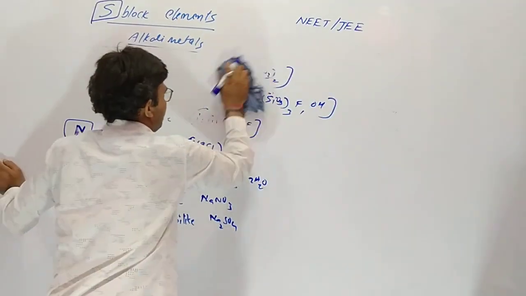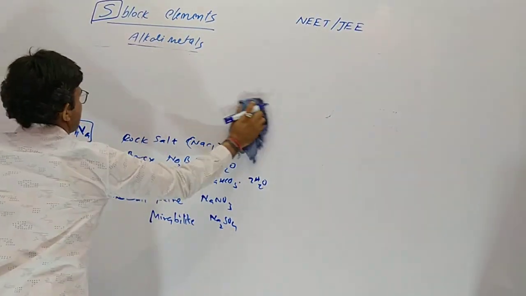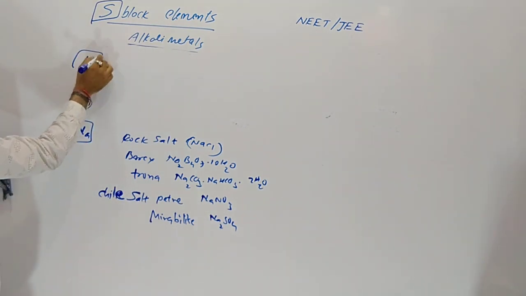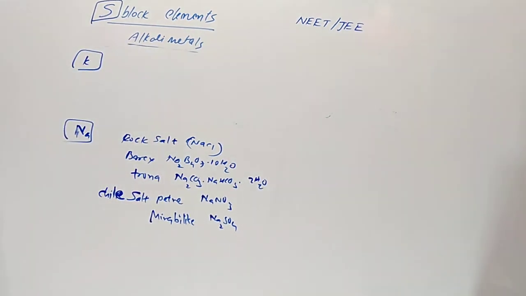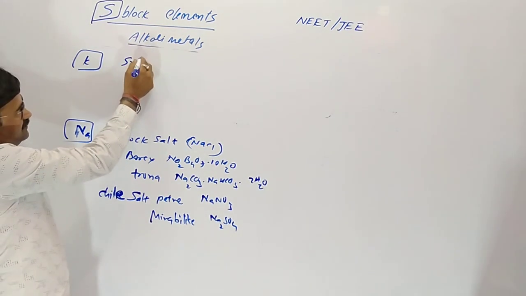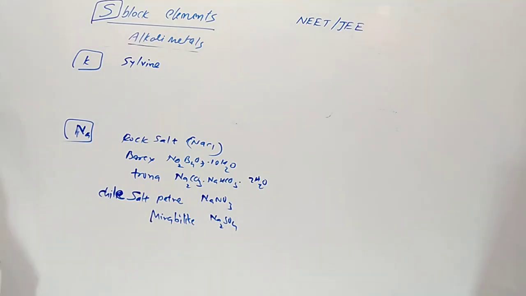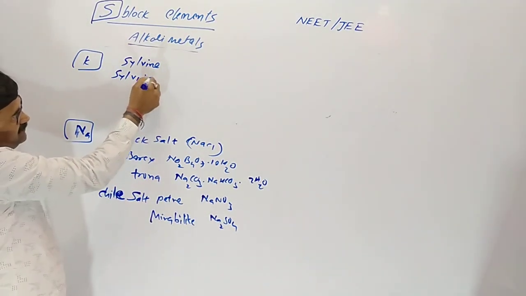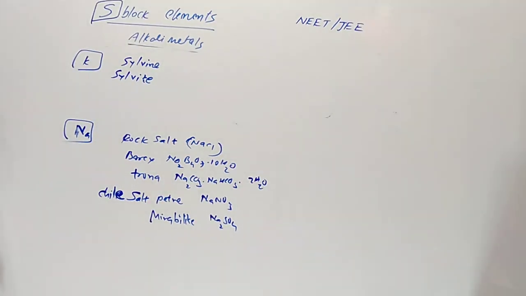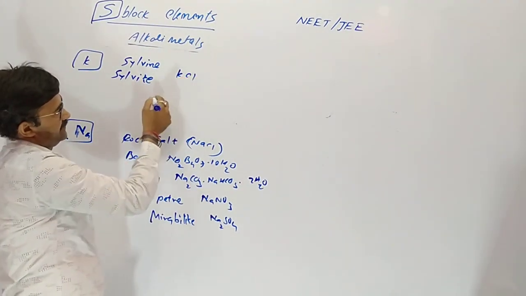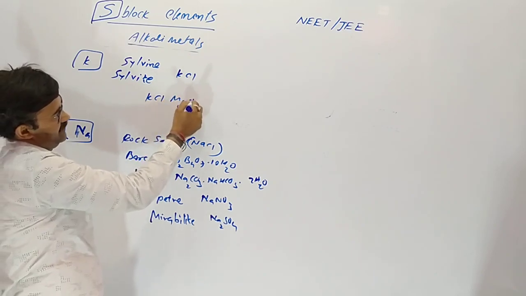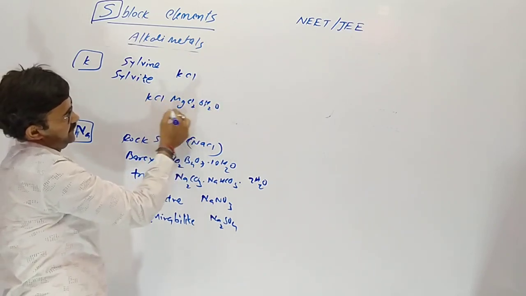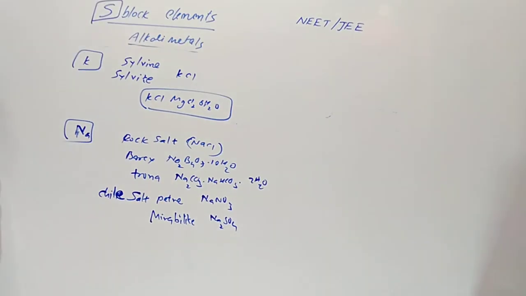Now the minerals of potassium. Which are the minerals of potassium? The names are sylvine, otherwise sylvite, KCl, then carnallite, KCl·MgCl2·6H2O.